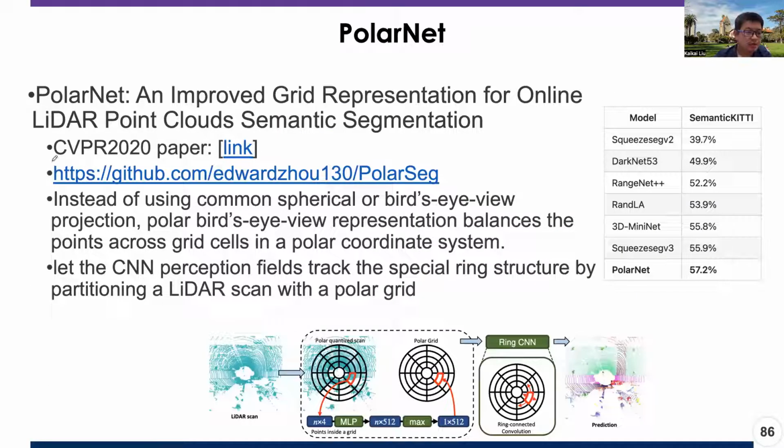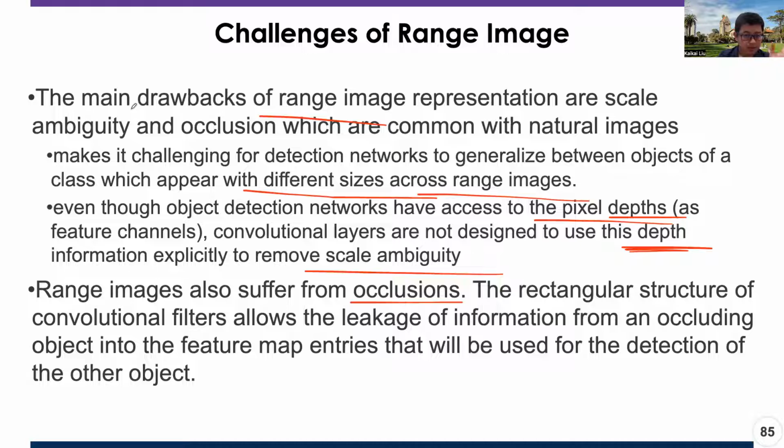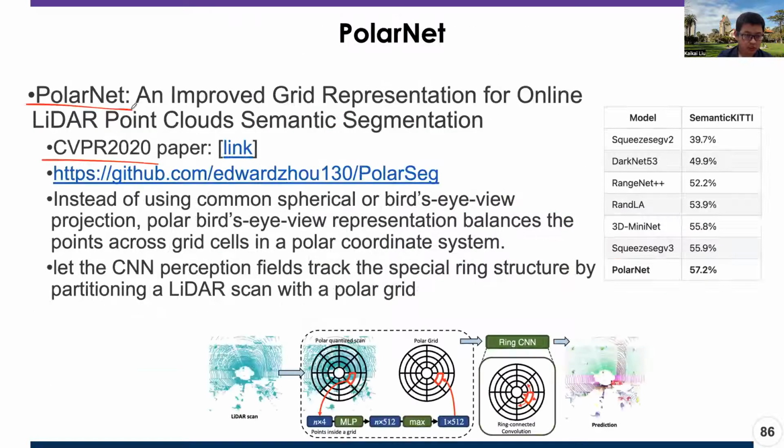Okay, so in CVPR 2020, there's another new paper called PolarNet. Different from the previous range image-based projection, where the range image is projected to the front view, PolarNet is one type of solution that projects to a bird's eye view. But instead of a rectangular bird's eye view, they actually have a polar bird's eye view representation.